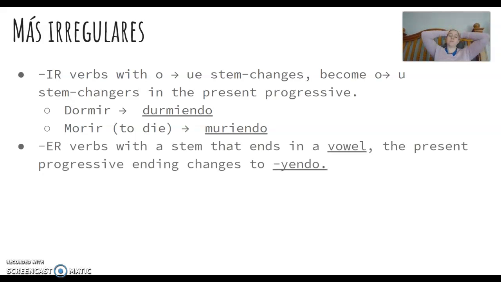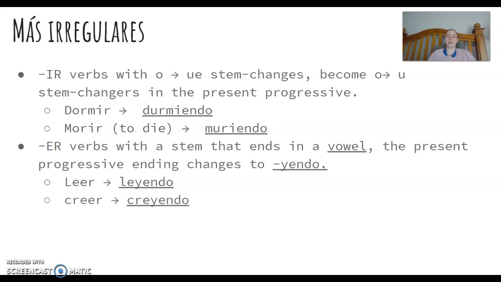Okay. And then the other one. ER verbs that have a stem that ends in a vowel. Just like with the preterite ending, where the I changed to Y in the third person form, we're going to do that same thing here, and change it to YENDO rather than having that IENDO, because that gets a little bit hard to say. So, leer becomes leyendo with a Y. Creer becomes creyendo, believing. Caer is to fall. We're going to get this verb later. So cayendo instead of caiendo, because it sounds really awkward if you have that I in there. Leyendo, creyendo, cayendo. It sounds a lot smoother when we just change that I to Y.